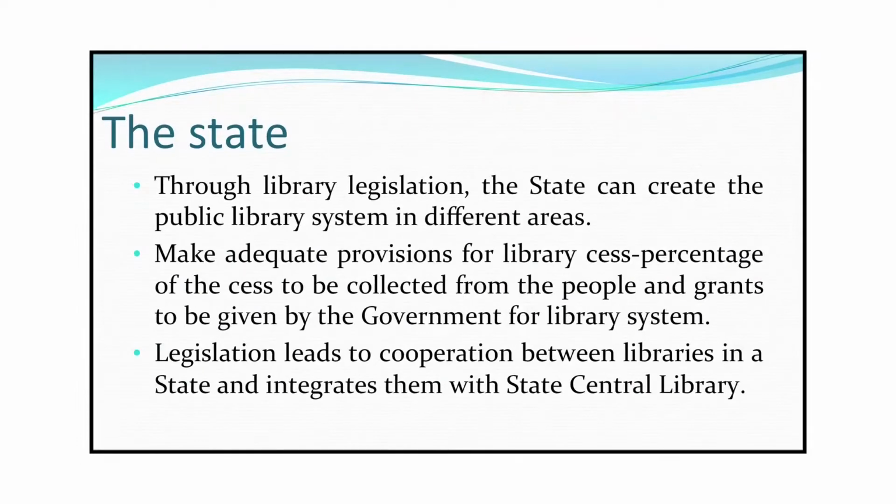It can decide upon how the libraries have to be run and maintained. For example, it can make adequate provisions for library cess. It can decide upon the percentage of the cess which should be collected from the people and grants which should be given by the government for maintaining the library system. Legislation leads to cooperation between libraries in a state and integrates them with the central library of the state.